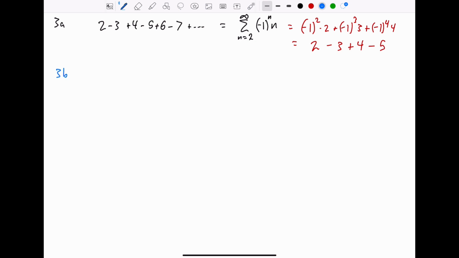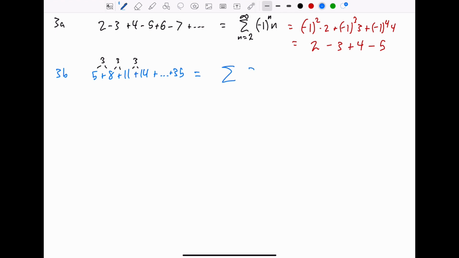Let's work through 3b. For 3b, we have a constant difference between the terms, 5 plus 8 plus 11 plus 14, and this ends at 35. So between each of these terms, I have a constant difference of 3. 8 minus 5 is 3, 11 minus 8 is 3, 14 minus 11, 3. Everywhere I have a constant difference of 3. And I can replicate that in the sigma notation by multiplying by 3.